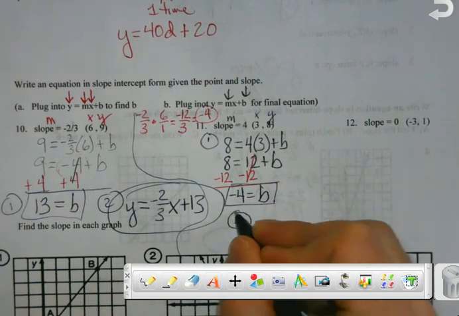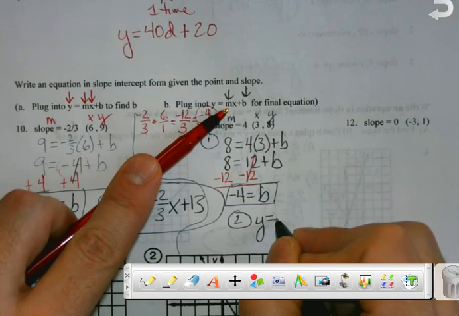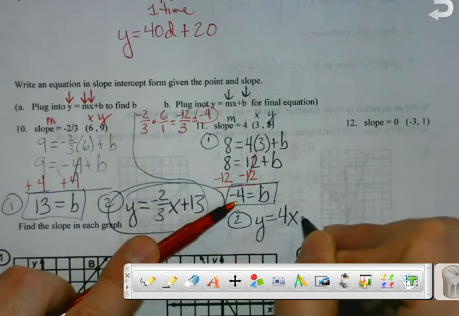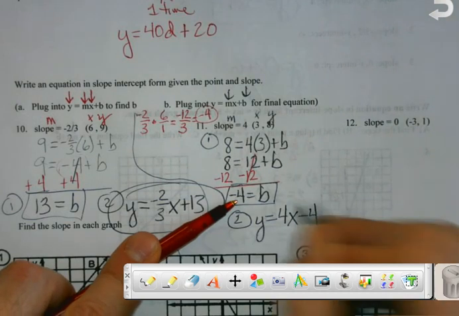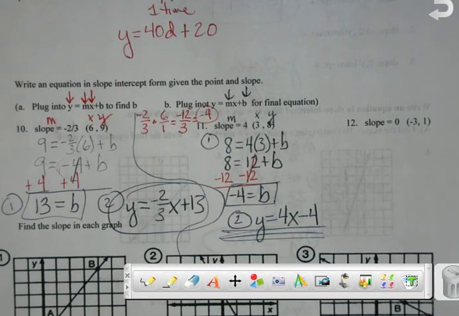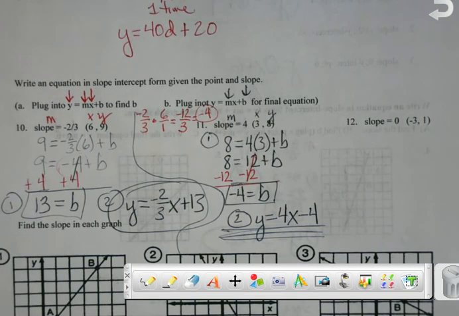But my equation then is y equals mx plus b. And I can put plus -4, or I can just put -4. And that's my answer. And again, for some of you, it's a process. I'm substituting, I'm solving an equation, I'm substituting again. It can be, but that's why I'm trying to give some guidance here on where everything goes.